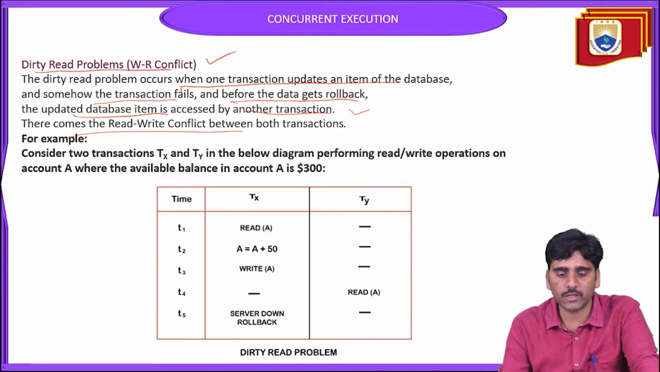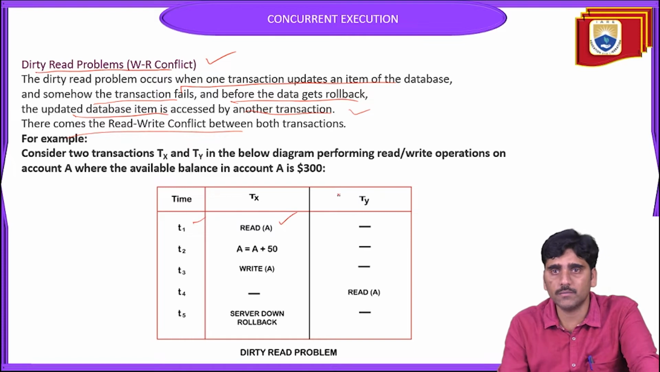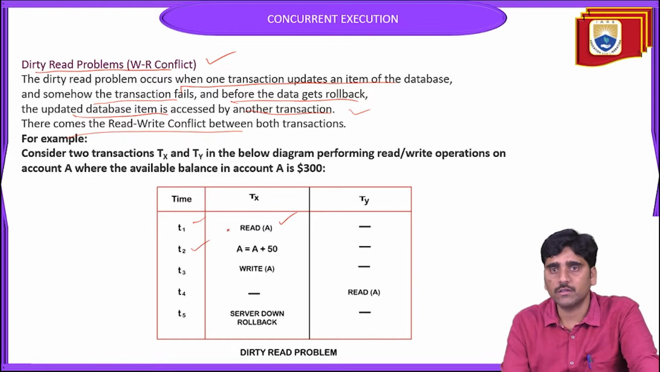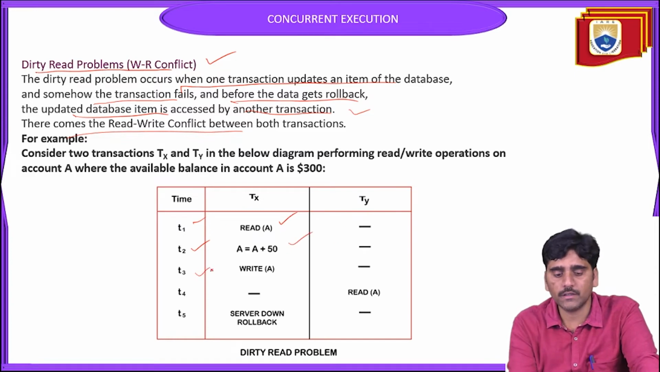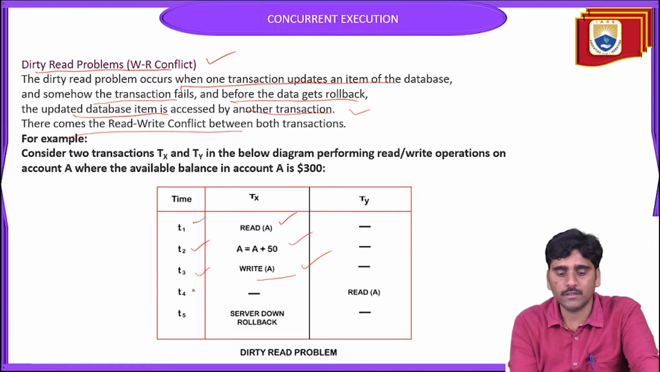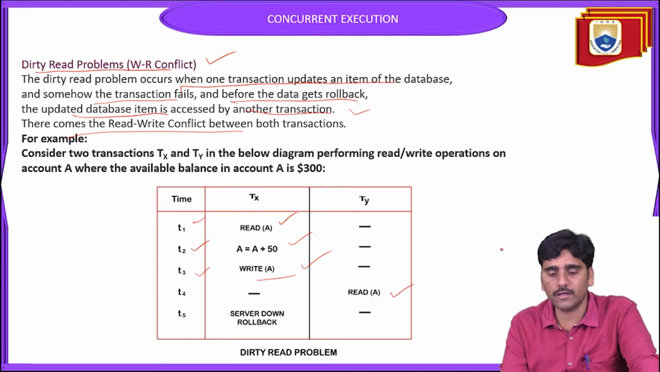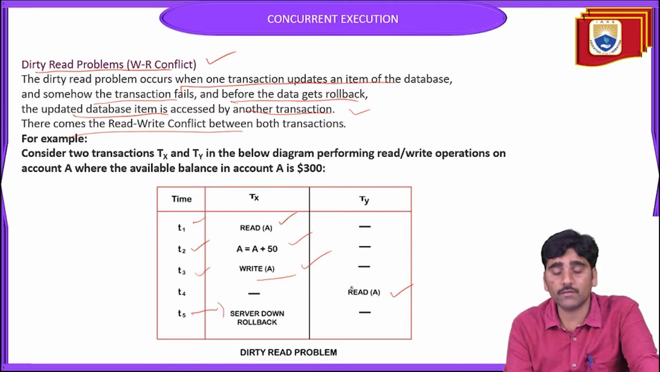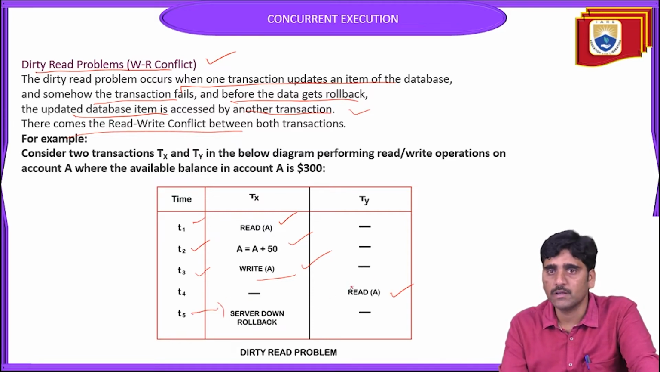So consider these two transactions. At time t1, the value is read from account A. At time t2, 50 rupees is added to the account. At time t3, the amount is updated. At time t4, it is read with some amount. And at time t5, the server goes down.